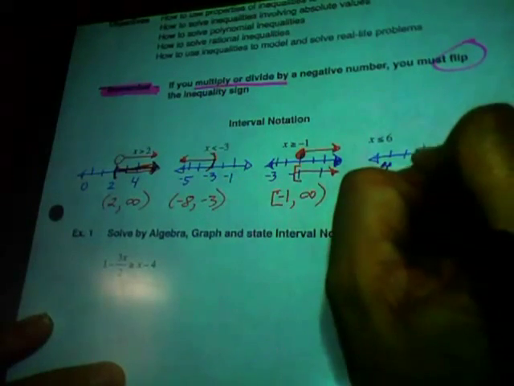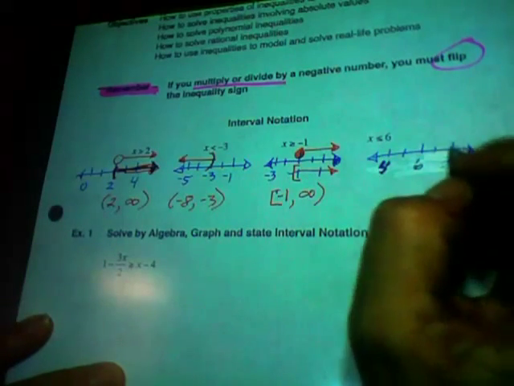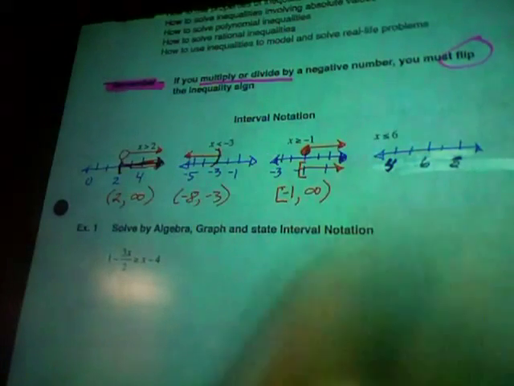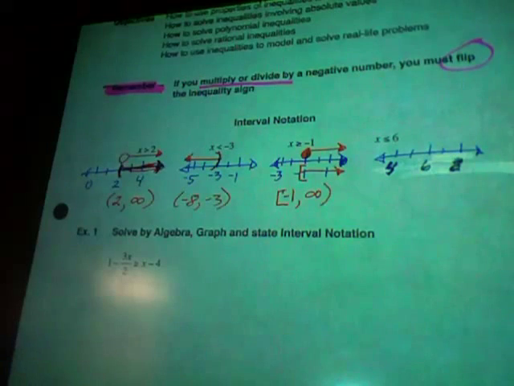Okie dokie, here's my 6. 5, 4. See, now it looks like a 4. Yeah, right. Oh, stop it. All right, good enough. Good enough for government work.